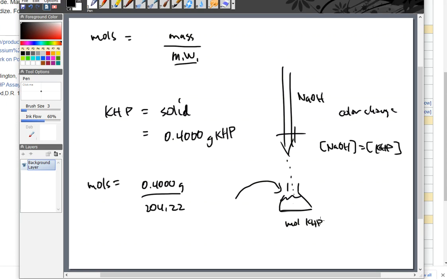Well, if I know how much I started with, then that is the volume that I have of sodium hydroxide. So for instance, in this titration, if I have, let's say, 0.5 moles of KHP, that's wrong, but I just made it up. Then when my color change happens, that will be the point at which I would have 0.5 moles of NaOH. And if I know the volume that it took from the burette, look at what I have. I have moles of NaOH, and I have liters of NaOH from the titration, and I can use those two numbers and calculate molarity.